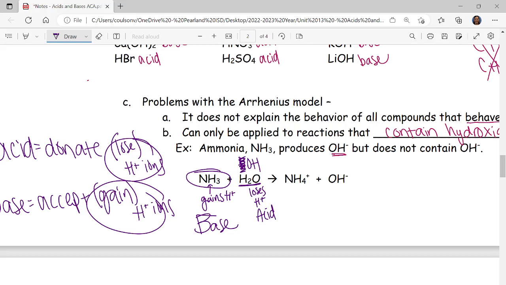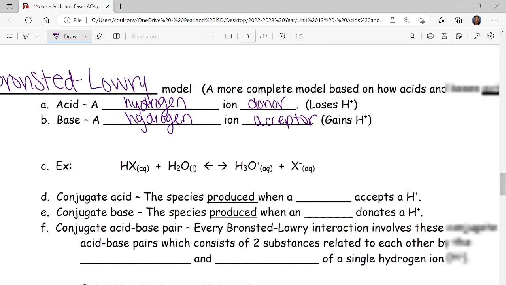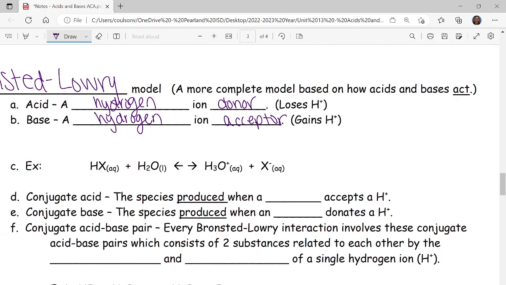And then we are also going to add on to that what we call the conjugate acid and the conjugate base, where the conjugate base is going to be what's paired with the acid. So you don't have to turn your page. We'll fill this in just a second, but just so that you can see what I'm talking about. Conjugate acid first. The conjugate acid is the species produced when a base accepts a hydrogen, and the conjugate base is the thing that's produced when an acid donates a hydrogen.